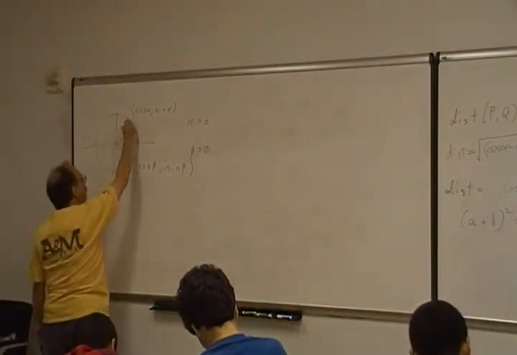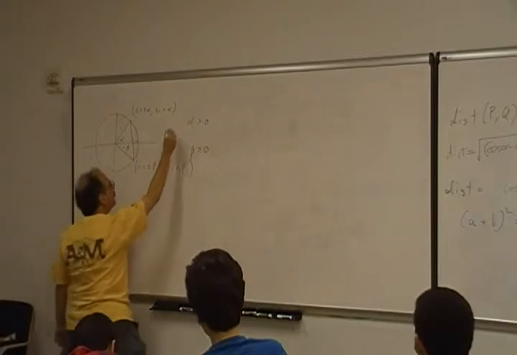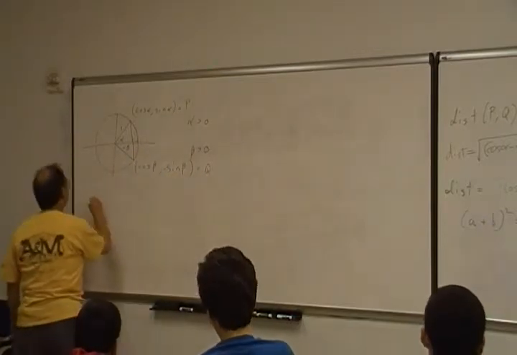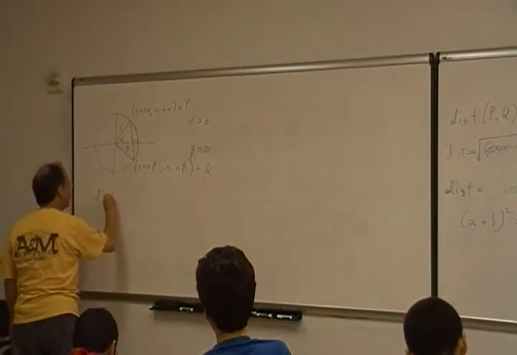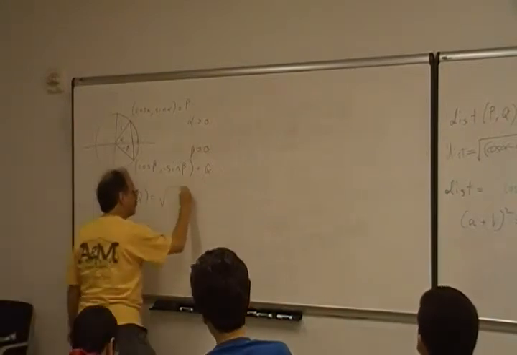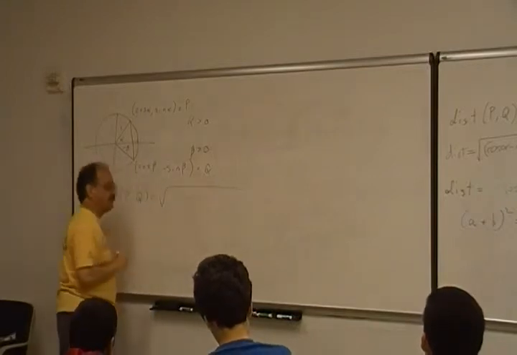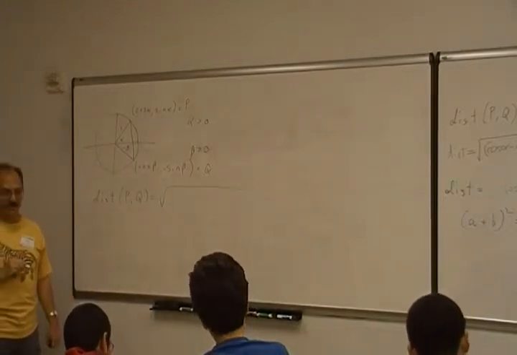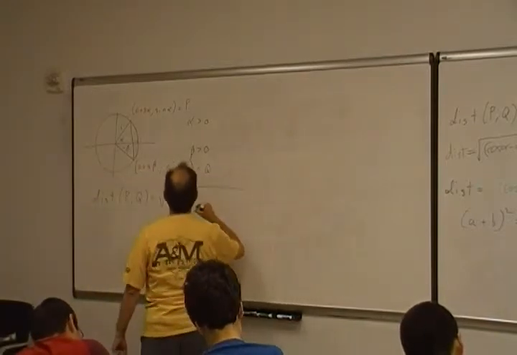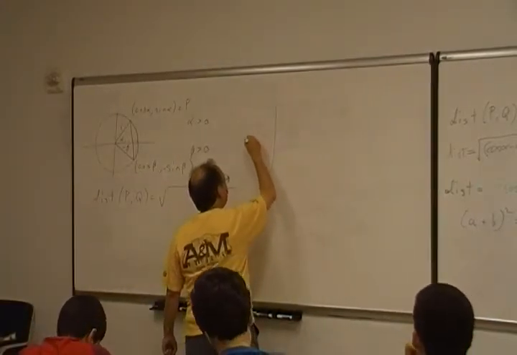You can write down the distance formula. So I'll call this P, I'll call this Q. You can write down the distance from P to Q equals square root of stuff. Write that out. Now I'm going to take that same picture and rotate it.